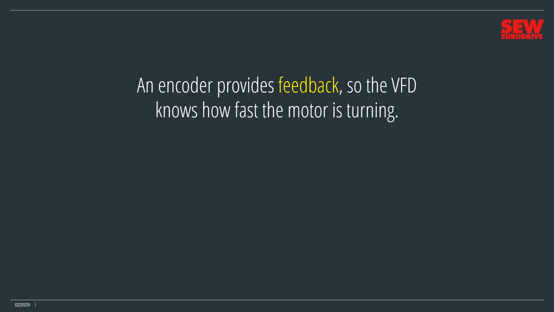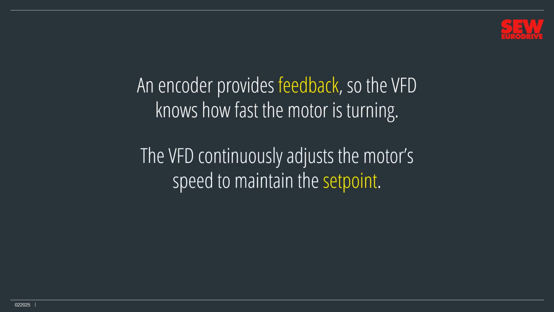An encoder provides feedback so the VFD knows how fast the motor is turning. Without feedback, the VFD can only estimate the motor's speed. With feedback, the VFD can continuously tweak the speed to maintain the set point, the speed that you've specified. This is called closed loop control, and it's crucial to precision applications.